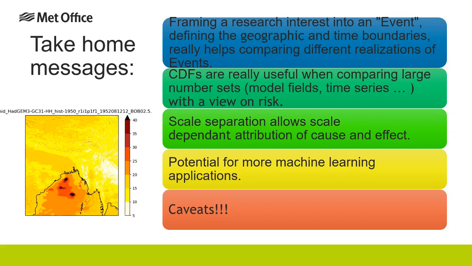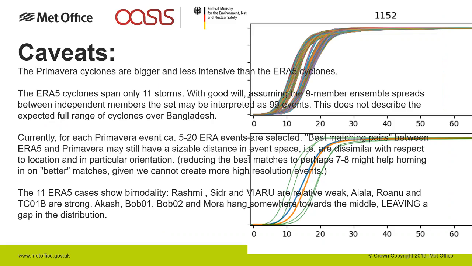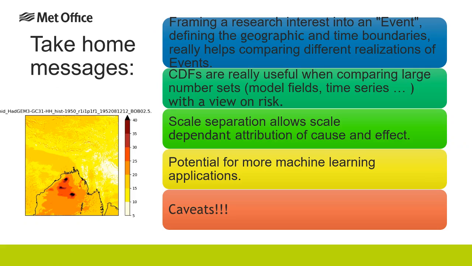The take-home messages are: framing a research interest into an event, defining the geographic and the time boundaries, really helps comparing different realizations of events. CDFs are really useful when comparing large number sets, model fields, or time series with a view to risk. The scale separation allows scale-dependent attribution of cause and effect. And in this methodology, there's a lot more potential for machine learning applications. But there are caveats, and on to the caveats we come next.